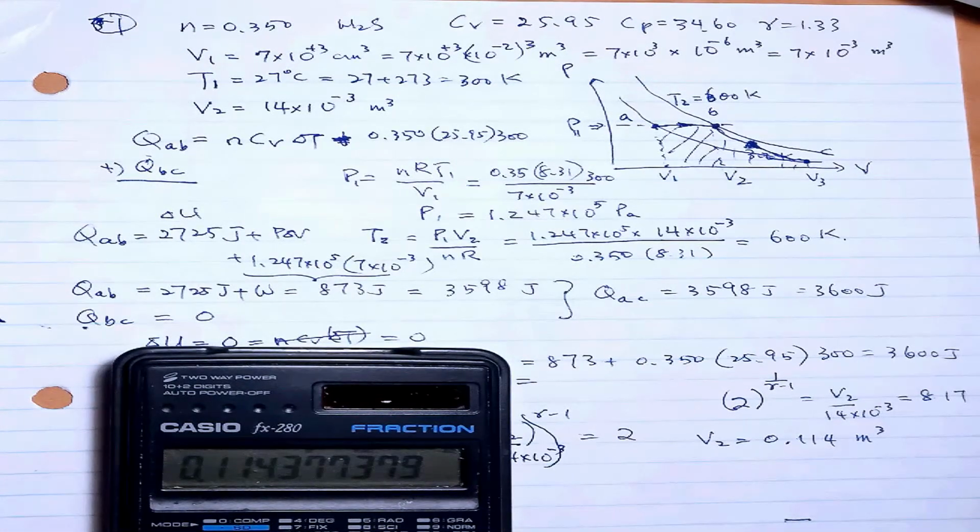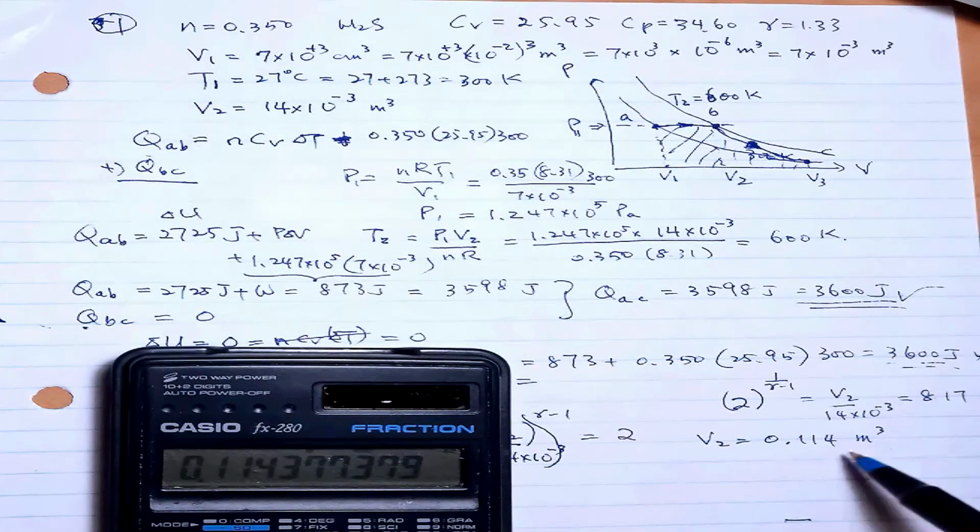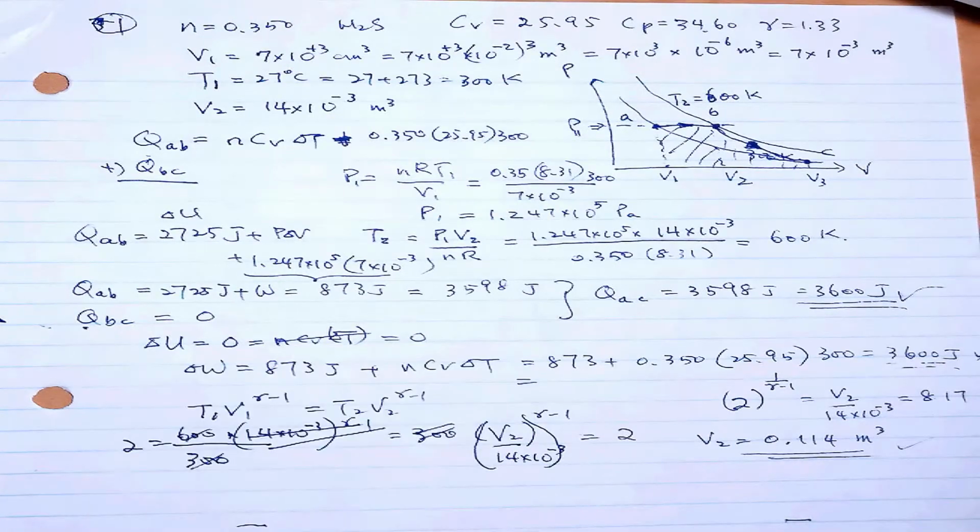So the answer is 0.114 cubic meters, 3600 joules, and 3600 joules, correct. So that's correct for the total heat added and total work done is 3600, and the final volume is correct.